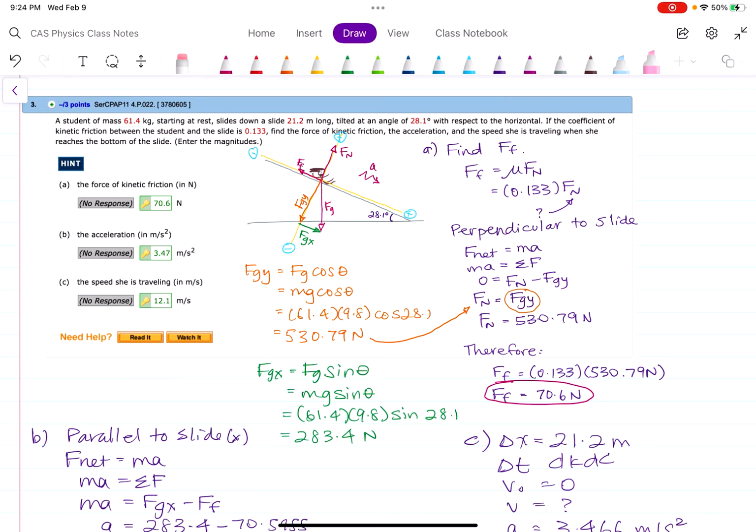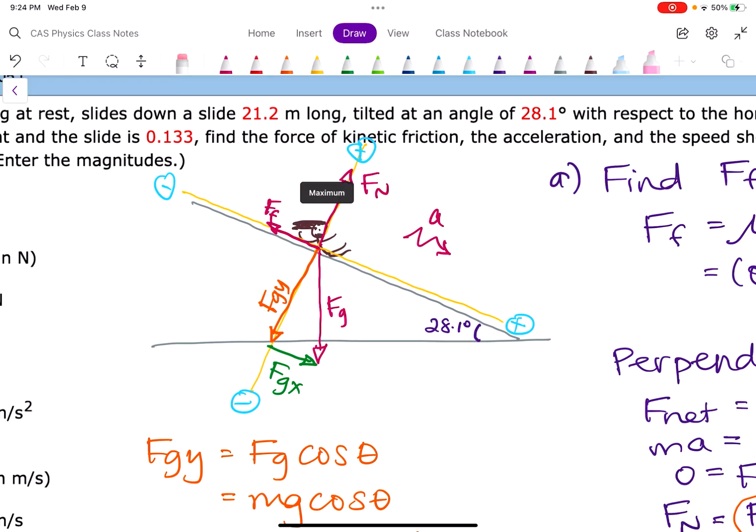For this question, you have a slope, and it's really important to set up the axes and the forces in the diagram. So look closely at this diagram. What I did was draw the person sliding, and the three forces acting on them are the force of gravity down, the normal force perpendicular, and the force of friction up the slope, because this person is sliding down the slope, down the slide, so the friction is opposing that motion and acting up the slide.